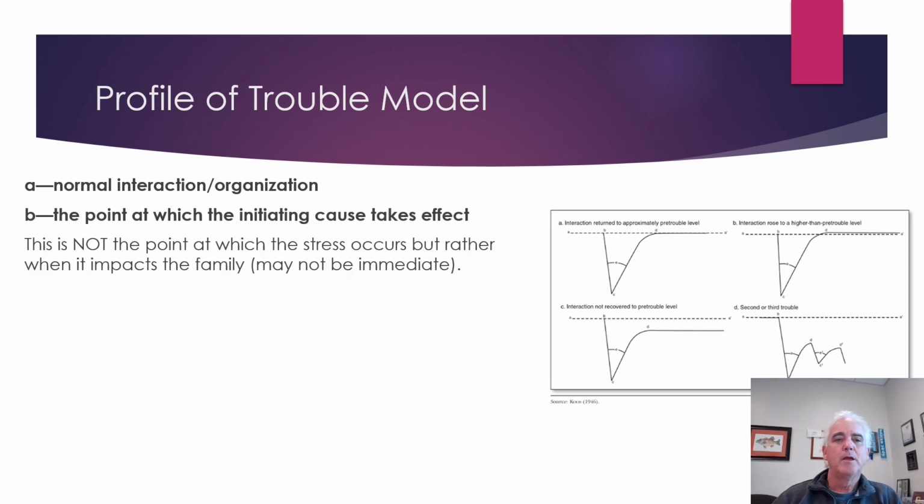Next slide, please. B is the point at which the initiating cause takes effect. Now remember, the stress and the crisis are two different things. So we can experience a stress and kind of function for a while, but then something hits us and it becomes overwhelming and too much. It's the straw that broke the camel's back, right? And that throws us into crisis. So B is not the point at which the stress occurs, but rather when the impact or the crisis occurs. Does that make sense?